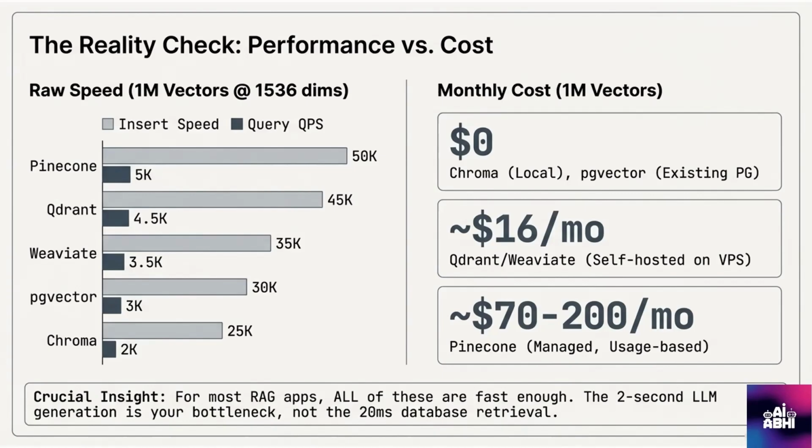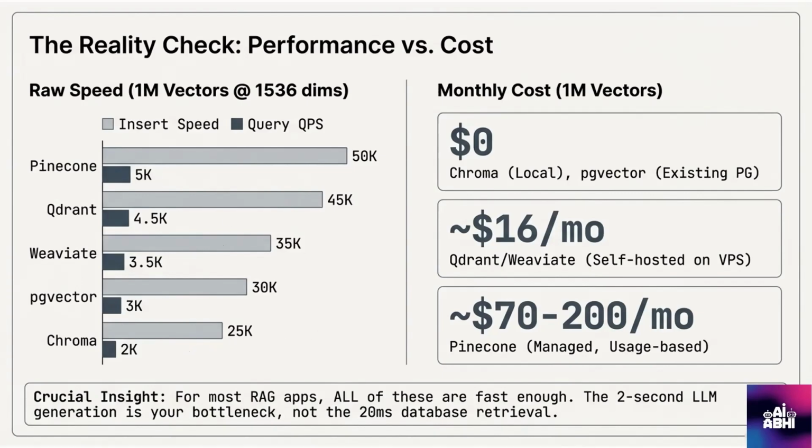Pinecone insert speed is around 50K, as you can see here, and query QPS is nearly 5K. Qdrant comes in at 45K with QPS around 4.5K. Weaviate is 35K and 3.5K, pgvector is 30K and 3K, Chroma is 25K and 2K. And apart from this, filtered query QPS is also in these ranges only.